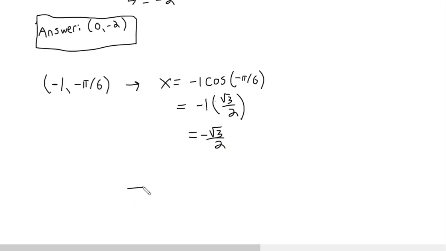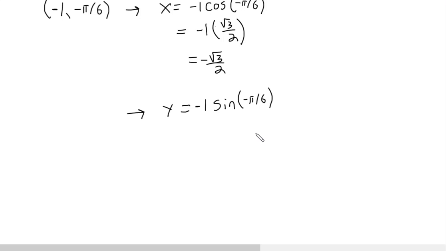So now we're just going to find our y value. Remember, y is equal to r sine of theta. So the r stays the same and our theta stays the same. We're just taking the sine instead of cosine of the -pi/6. So -1 times sine of -pi/6.